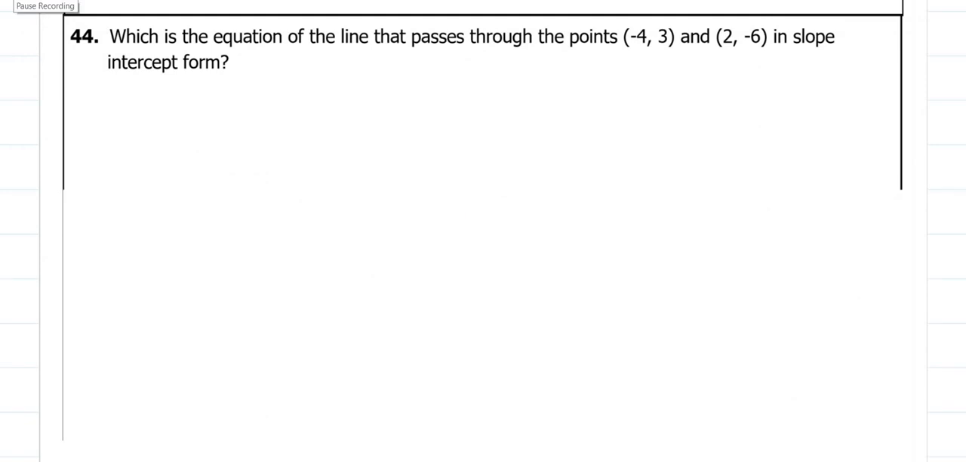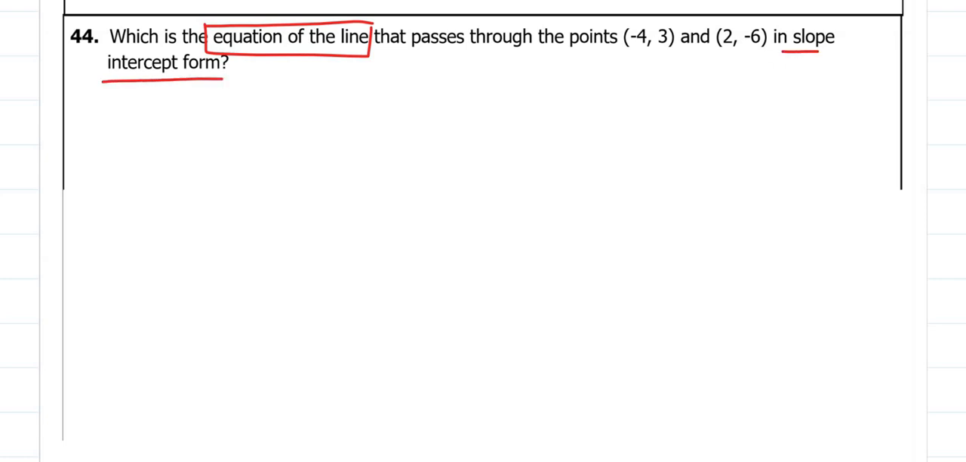Number 44. Which is the equation of the line that passes through the points -4, 3, and 2, -6 in slope-intercept form? This is the same question as the last one. What's the equation of the line? And they want it in slope-intercept form.